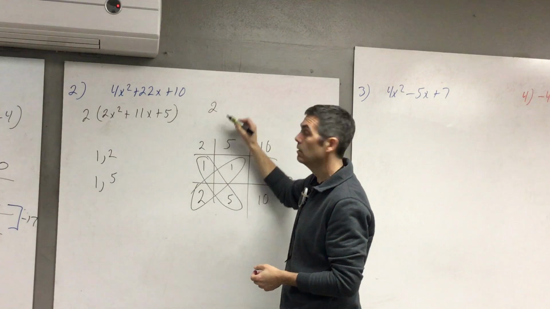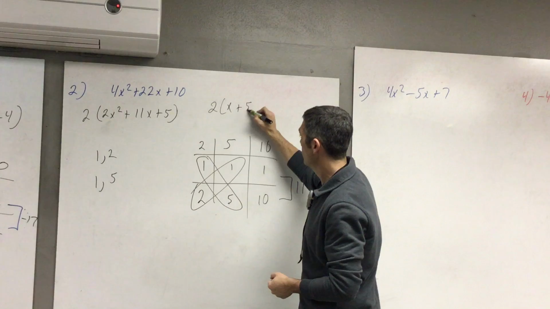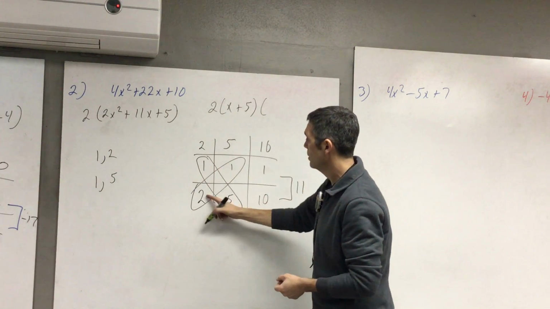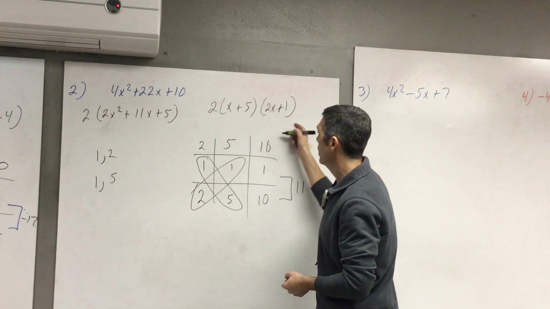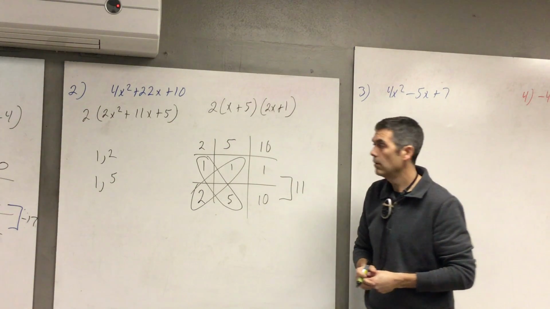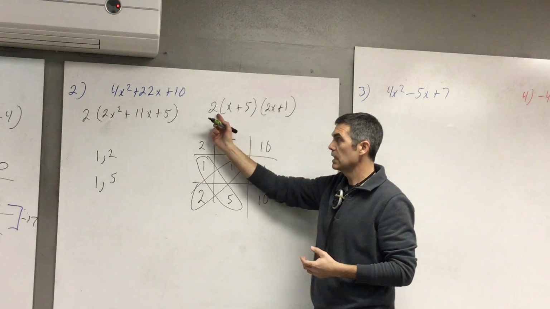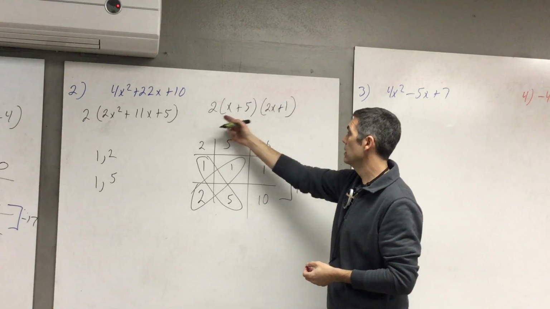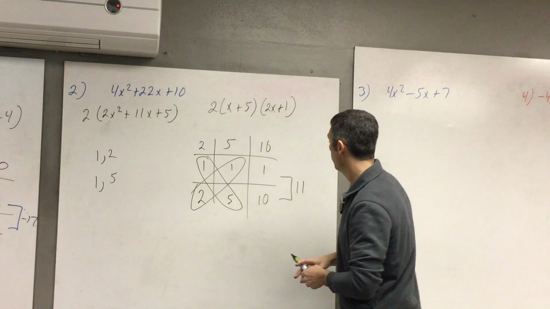2 goes here, x plus 5, and then 2x plus 1. There is our trinomial factored out, okay? The 2 is still there, it doesn't just disappear, okay? So take out your greatest common factor, that would be the 2 in this case, then factor out your trinomial to figure out what you have left, okay?